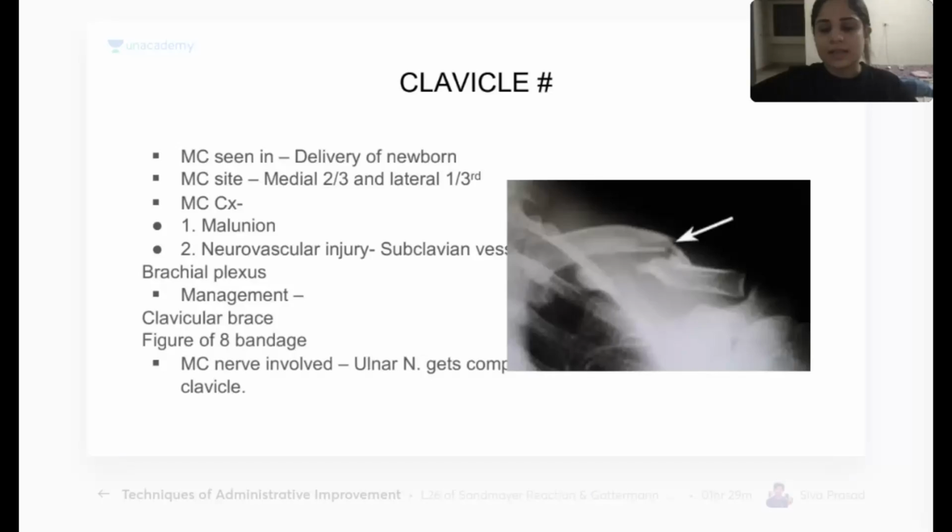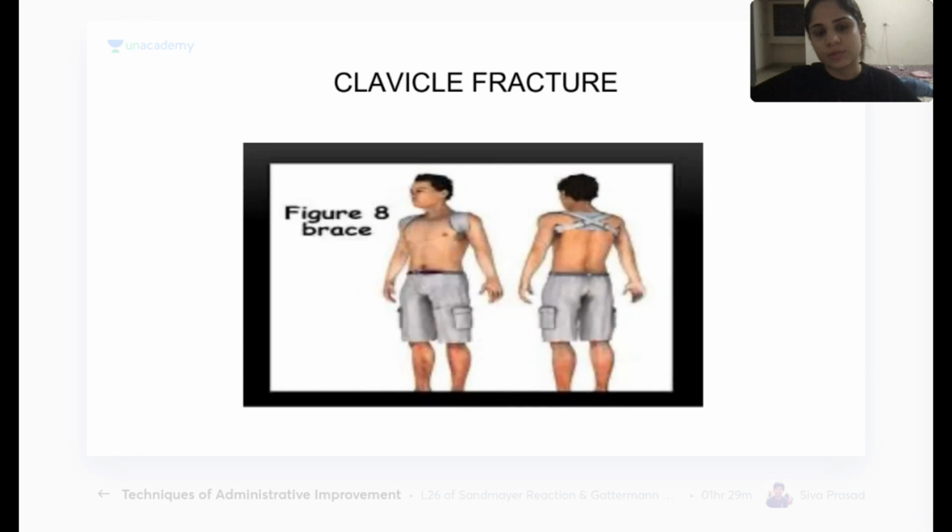Okay. And the most common site where it occurs is between the medial 2/3 and lateral 1/3. And remember, there is a big vessel over here called the subclavian artery. So the subclavian vessels get very commonly involved in that. Okay. This is your figure of 8 bandage. Look, it looks like an 8.